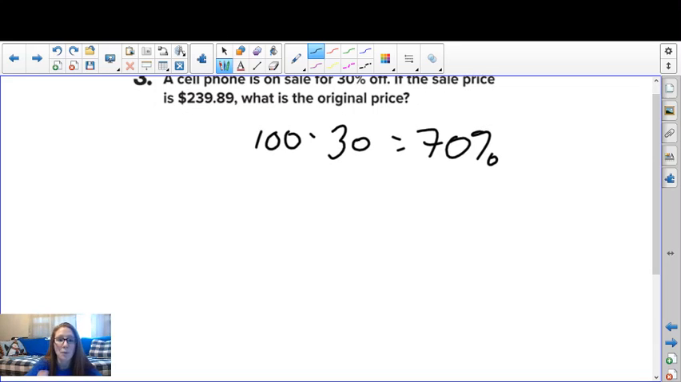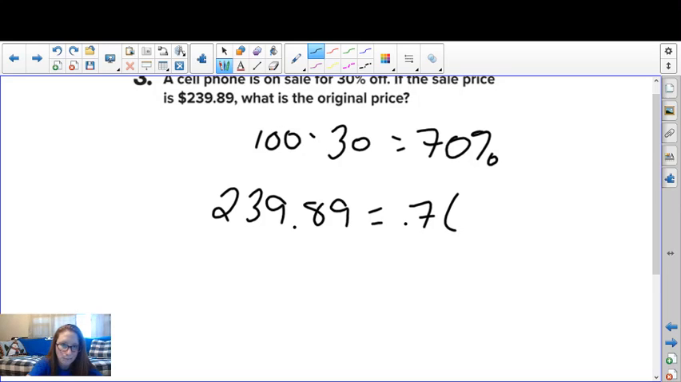Now it's telling me the sale price is $239.89. That means that my final answer is $239.89. Typically, I would take that 70% times the original amount, but since I don't have the original amount, I know that's 0.7 times my, let's do P for price. Whatever variable you want to use. If you want to use X, use X. If you want to use E, use E. If you want to use M or a Q, I don't care.